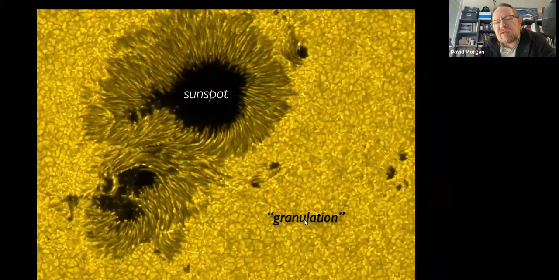You can also see this phenomenon called granulation. The surface of the sun is broken up into these tiny cells, and those cells are the result of convection, which we'll talk about in a minute.